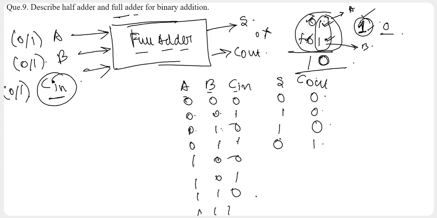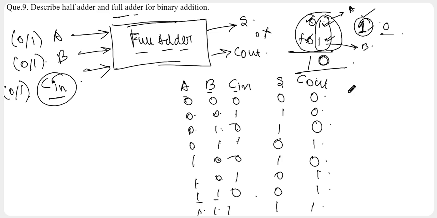Now 1 plus 0 is 1 and 1 plus 0 will be 1. So it will give us a sum of 1 and a carry out of 0. Now in this case, 1 plus 0 is 1 and 1 plus 1 is 0 with a carry of 1. So it will give us 0 with a carry of 1. And similarly for this, 1 plus 1 is 0 with a carry of 1, and 1 plus 1 plus 1 will give us a sum of 1 and a carry out of 1.